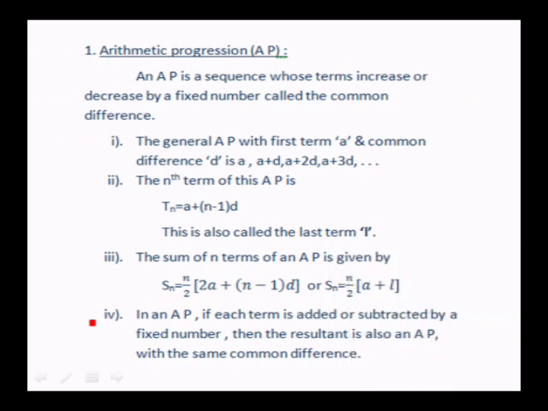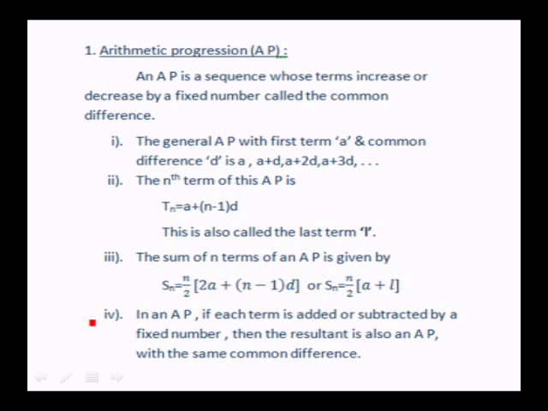Arithmetic progression. First let us discuss the arithmetic progression. In short, we denote this by AP. An AP is a sequence whose terms increase or decrease by a fixed number called the common difference. The general AP, normally we write with first term A and common difference D, that is A, A plus D, A plus 2D, A plus 3D, etc. So in all our problems we just take this general AP for our practical purposes.